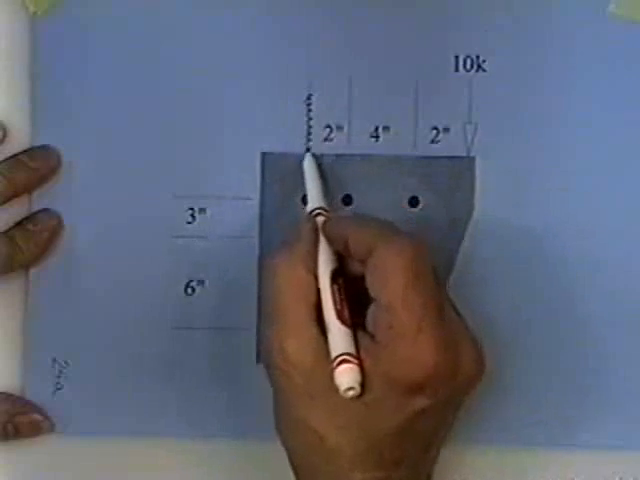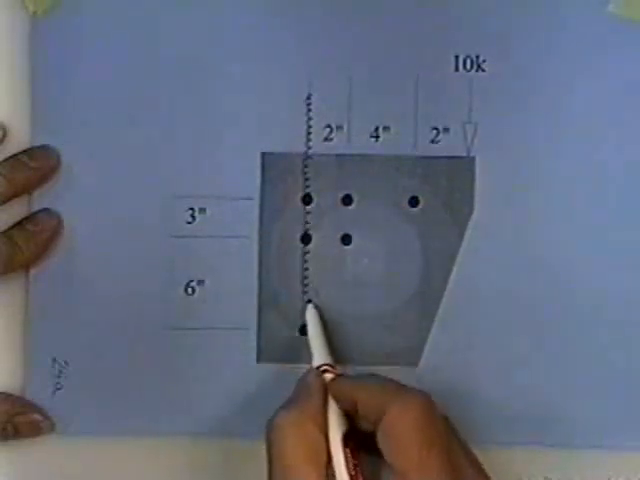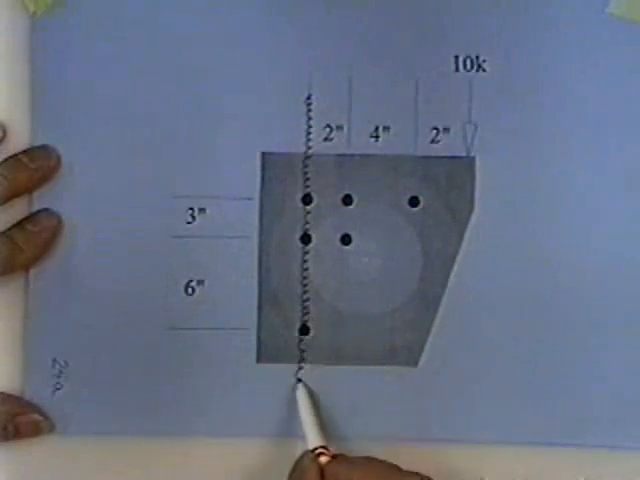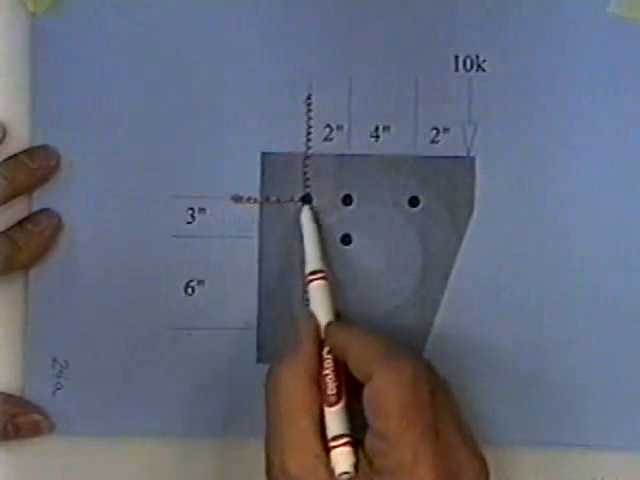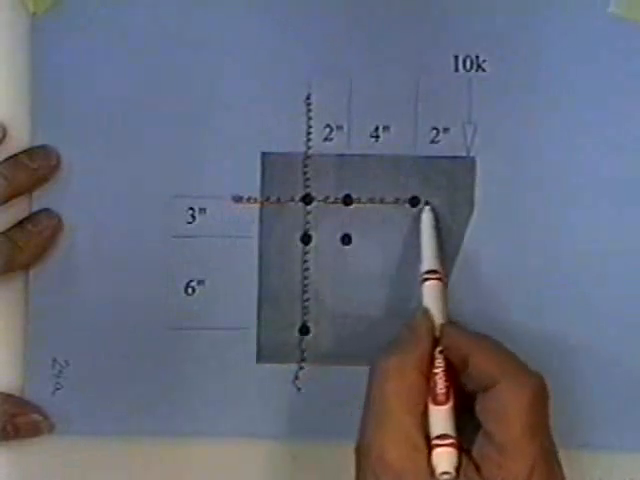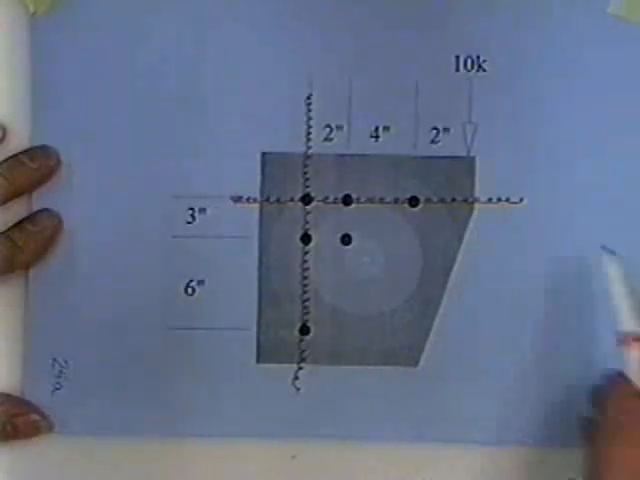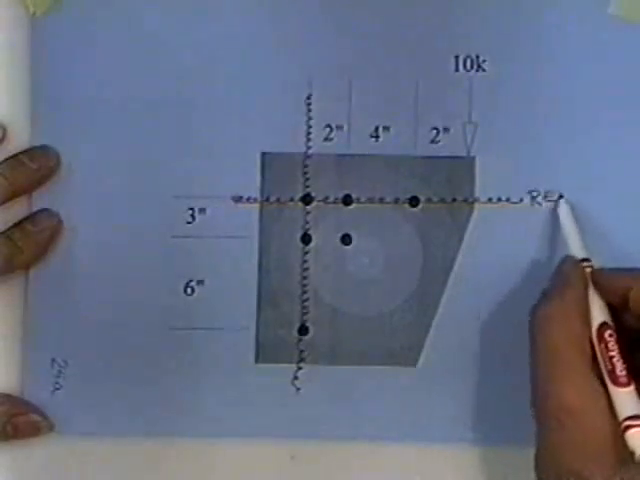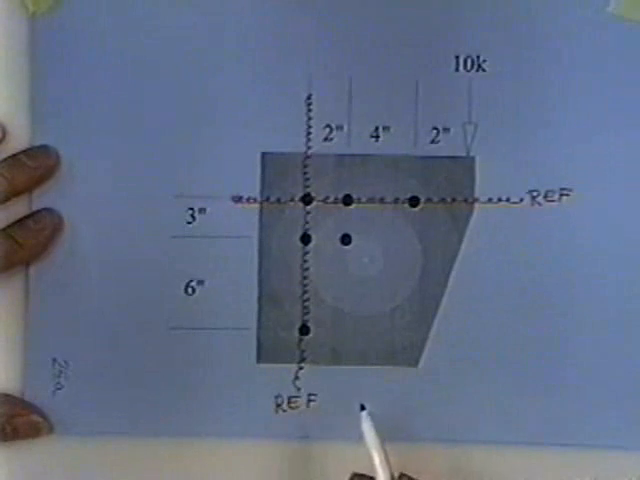We'll draw a reference axis on the left edge. And due to symmetry, I'm going to go ahead and draw a reference axis across the top edge. As long as all the bolts are on one side, I don't care. I just don't want half the bolts to the right and half the bolts to the left, because then some of them will be plus, some will be minus.